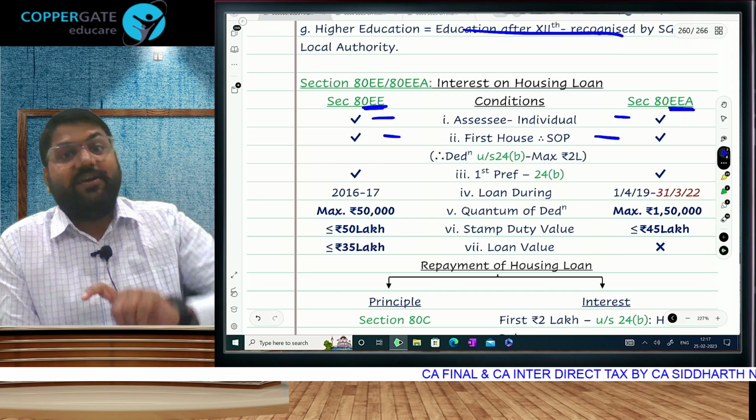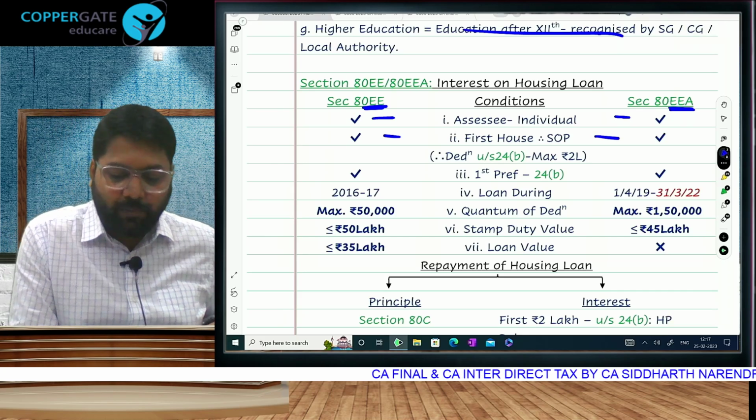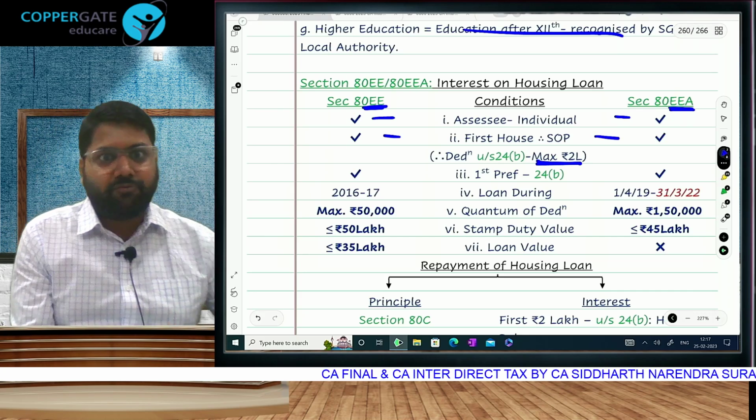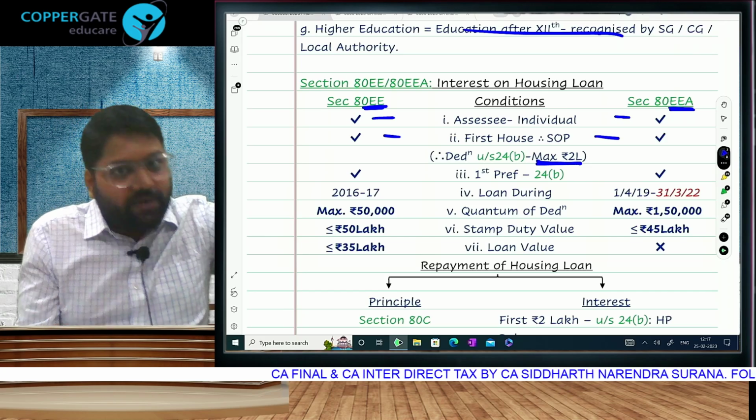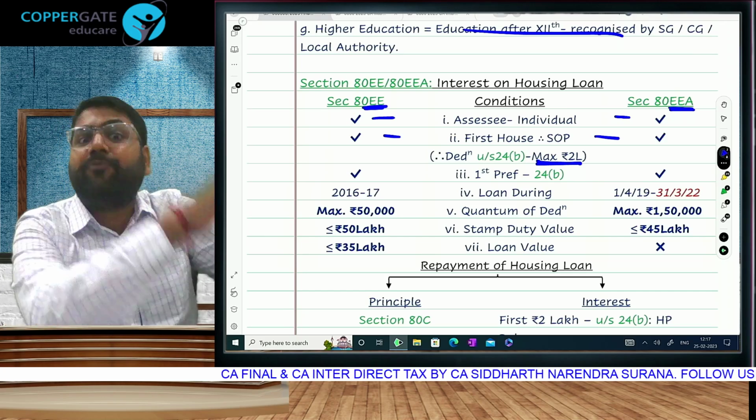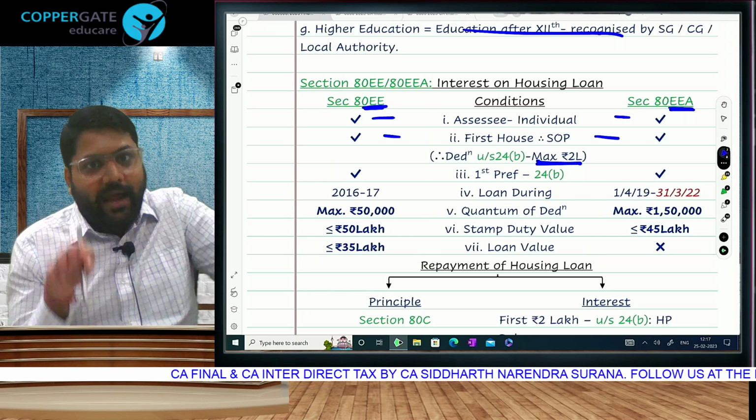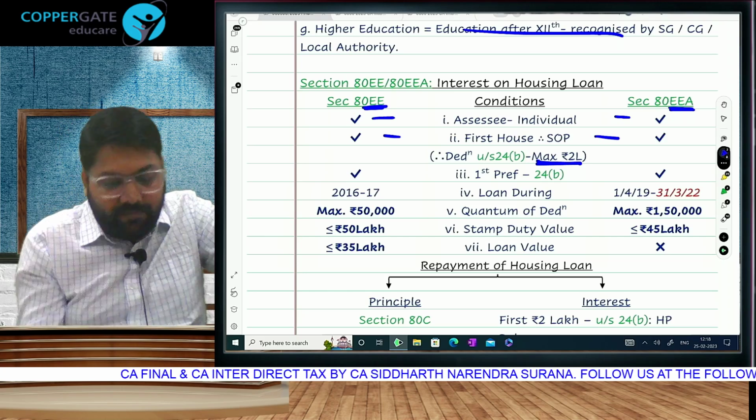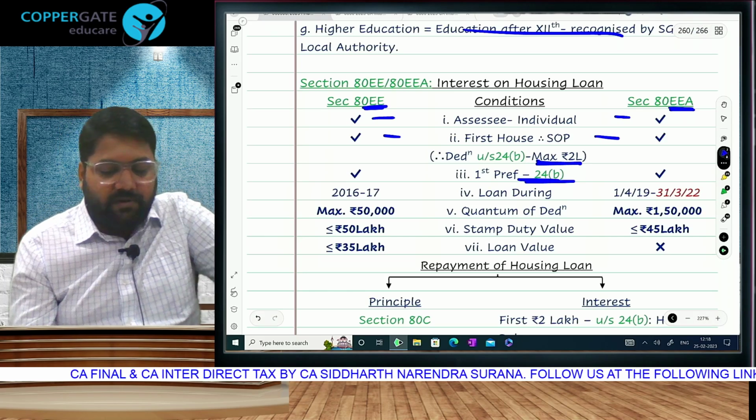So SOP. If it is LOP, the full deduction is given. No? SOP then maximum 2 lakh. And that 2 lakh you have to take first. If your interest is more than 2 lakh, balance will come here. So LOP mein to full amount we take there. You don't need this. SOP mein there you have to first take 2 lakh. Remaining you bring here. First preference will be to 24B.